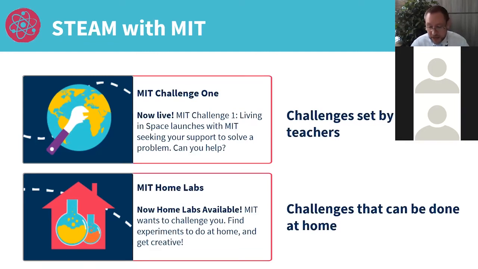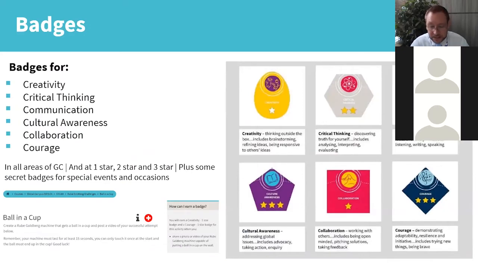Children can earn badges for completing the challenges and activities on Global Campus, and they're organized to celebrate particular achievements. Each activity will show how many badges can be earned. If you look down the bottom left-hand corner of your screen there, you can see the Ball in Cup challenge. At the side there, you can see how you can earn a badge and what qualities or attributes badges can be earned for.